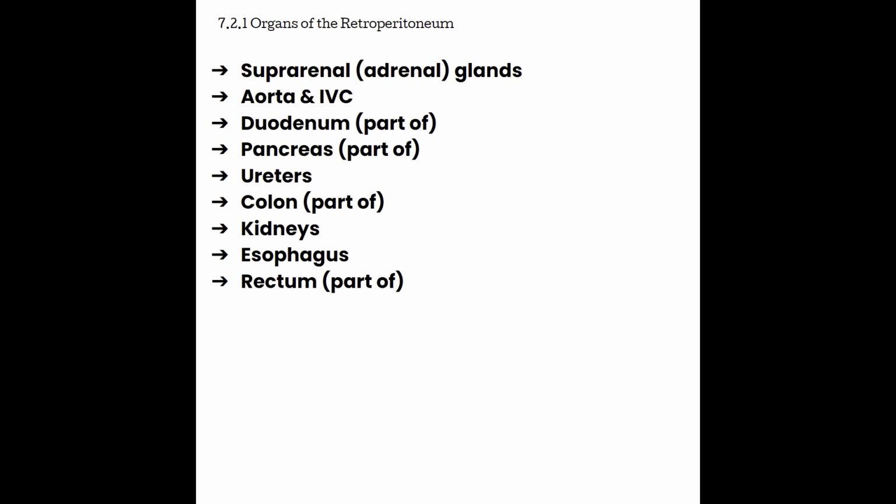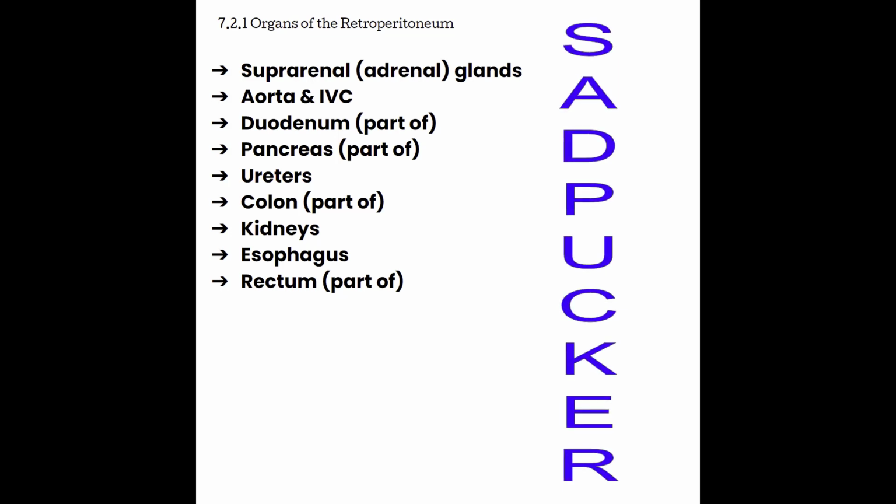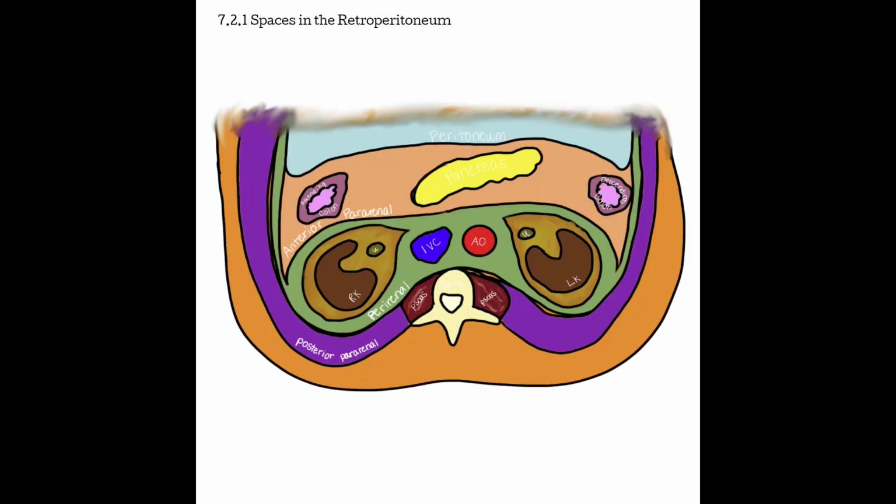To remember these organs, then, we can use our mnemonic device of Sadpucker. Using the Sadpucker mnemonic device tells us the beginning letter of each of the organs that is found within the retroperitoneum. The retroperitoneum is divided into three main spaces. We have the anterior pararenal space, the perirenal space, and the posterior pararenal space.